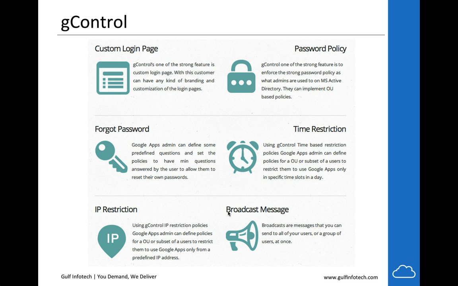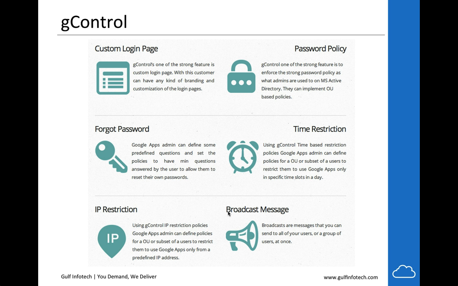Some company policies state that Gmail should only be accessed from such and such a time to such and such a time, and it cannot be accessed after that. With G-Control, we can achieve that too. These features were requested by our customers, and we have implemented them into a product which we call G-Control. IP-based restriction is another feature which is very much liked by our customers. Sometimes the company policy states that emails can only be accessed from the office and not from any other location.